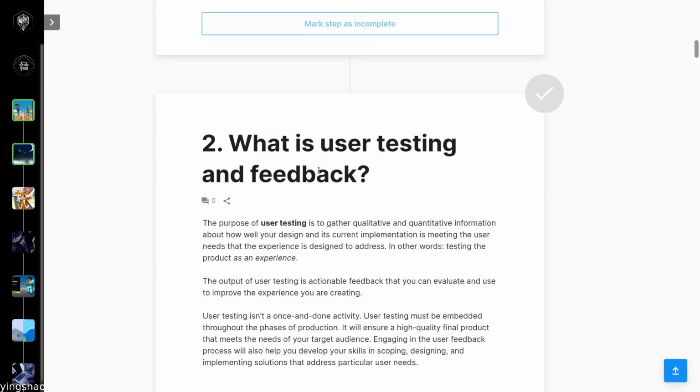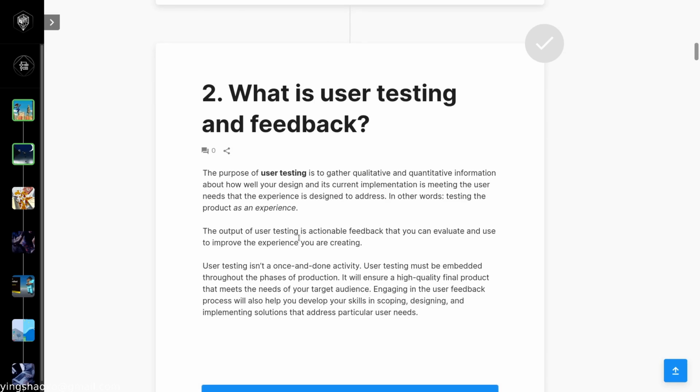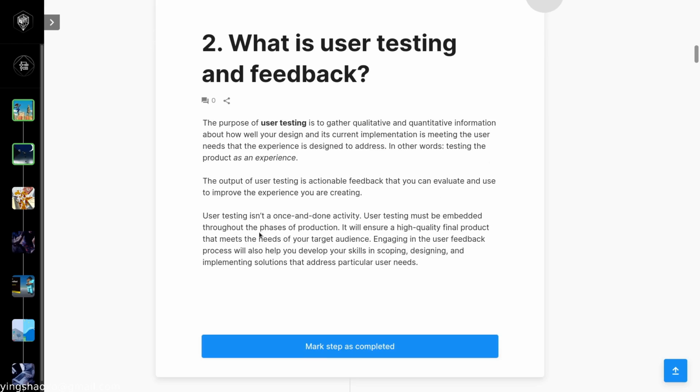2. What is user testing and feedback? The purpose of user testing is to gather qualitative and quantitative information about how well your design and its current implementation is meeting the user needs that the experience is designed to address. In other words, testing the product as an experience. The output of user testing is actionable feedback that you can evaluate and use to improve the experience you are creating. User testing isn't a one and done activity.